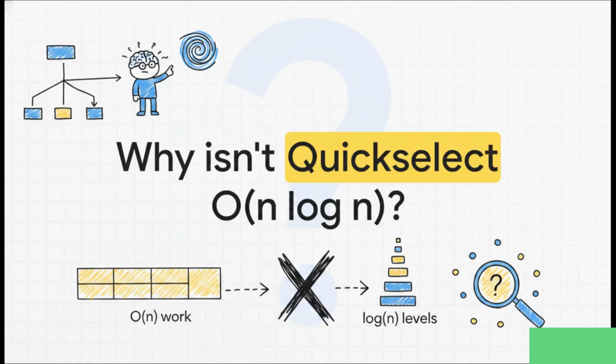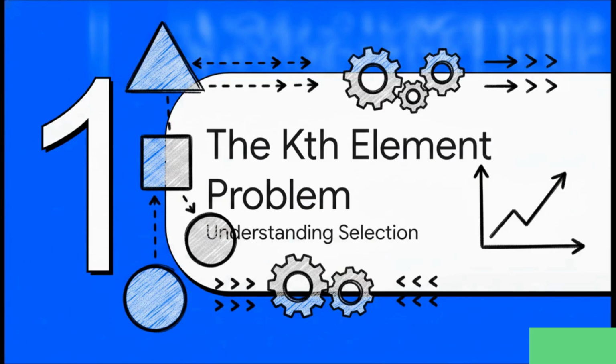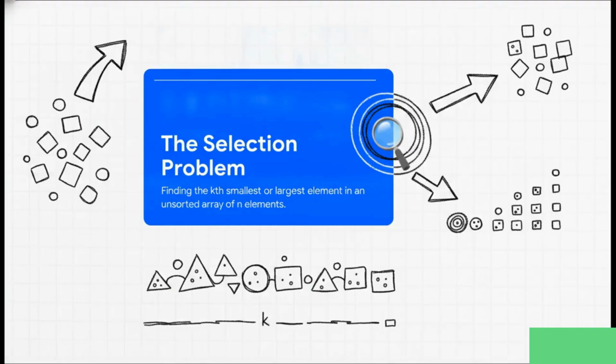But to understand why that's actually wrong, we first need to take a step back and understand the problem we're trying to solve. Section 1, the k-th element problem. Before we get into the heavy math, let's quickly define this. This is known as the selection problem. Simply put, it's the challenge of finding the kth smallest or largest element in an unsorted array of n elements.